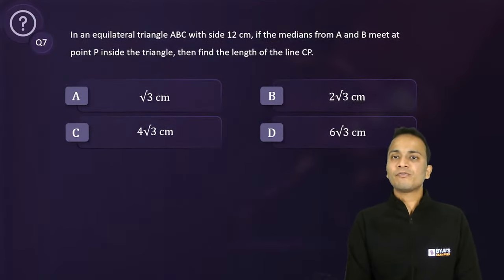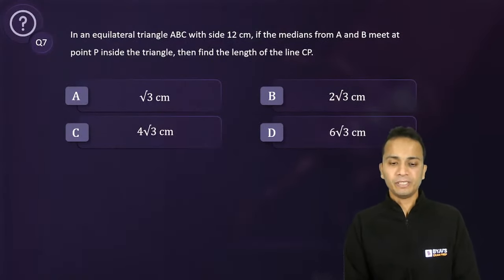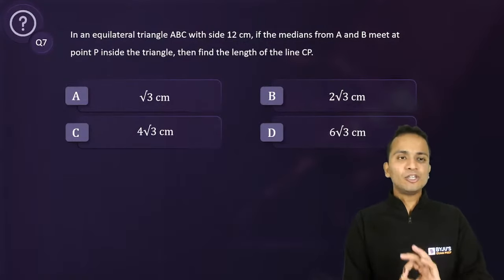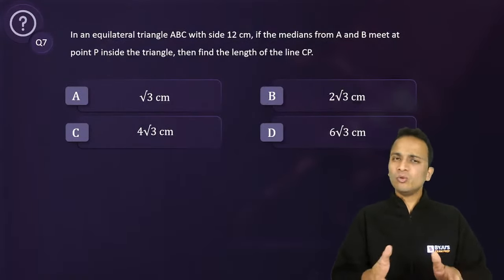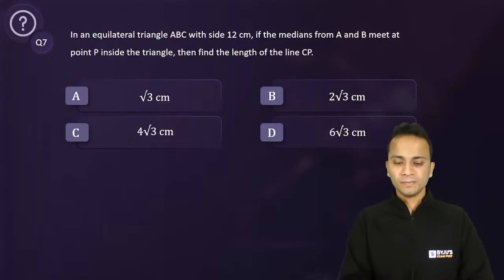Now question number 7: equilateral triangle ABC of side 12. If the medians from A and B meet at point P inside the triangle, then find the length of line CP. It is a very easy question. It's just that you need to know the concepts.